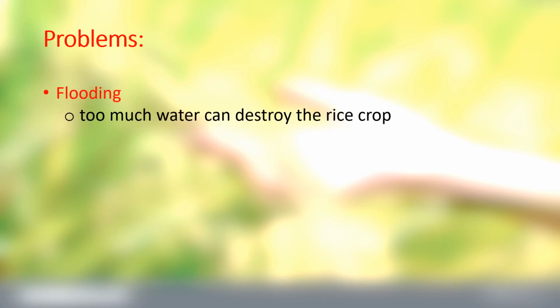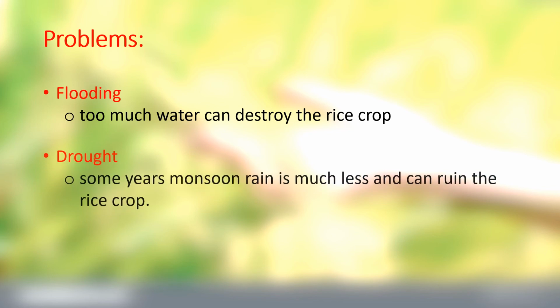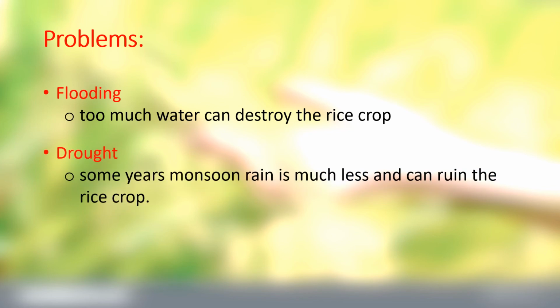Now, there are some problems when cultivating rice. The first problem is flooding. Too much water can destroy the rice crop. Drought. Some years there is less rainfall, which can destroy the rice crop.